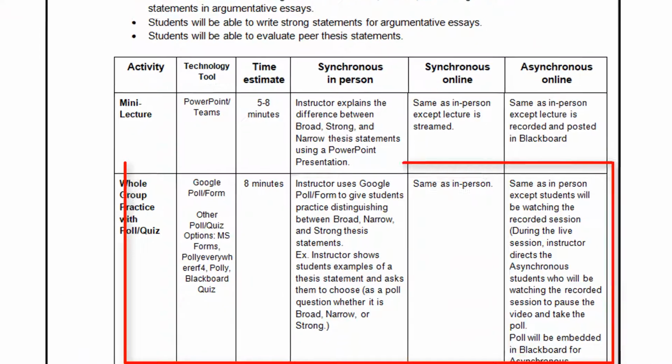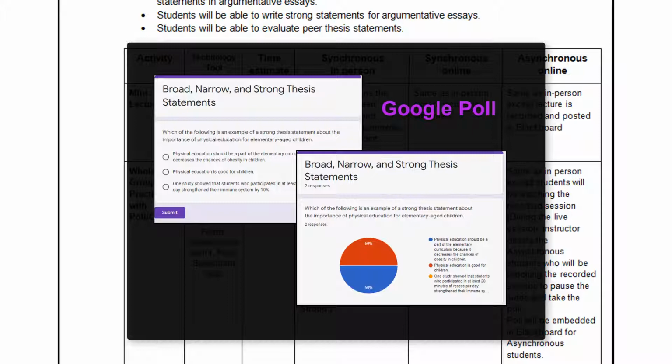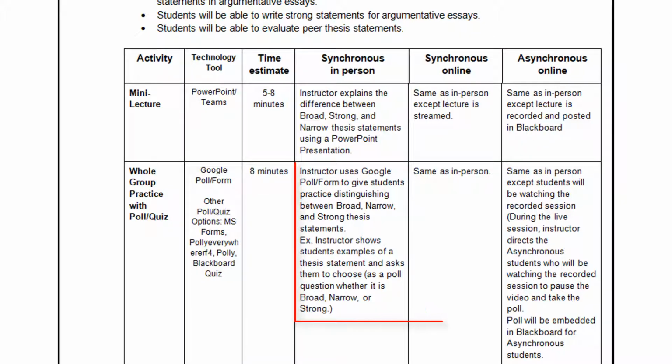In the second activity, students will practice identifying strong, narrow, and broad thesis statements. And for this lesson, I'm doing this as a Google form because they're really easy to use. But you could also use other platforms like Poll Everywhere, or you could do a quick poll in Teams, or if you wanted to keep it really simple, you could just have students do a Blackboard quiz. Again, you can see that this activity is pretty much the same across all platforms.